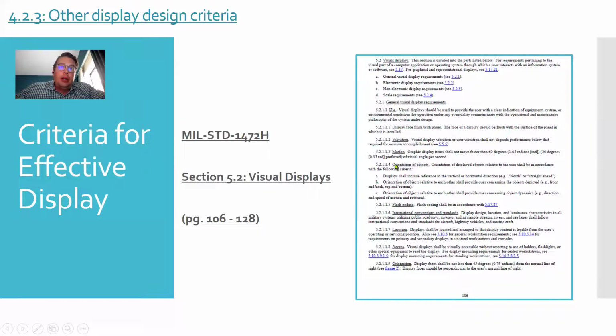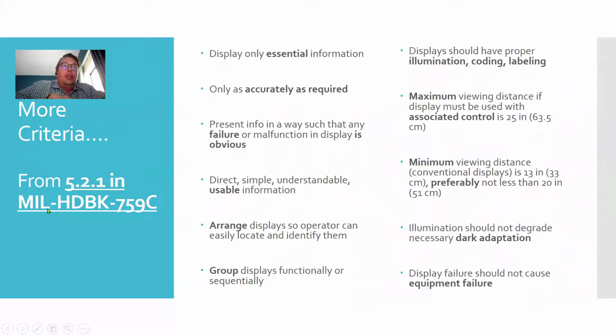Also, now there's another, I don't have it on Canvas, but we have this military handbook, which is a bit older, but includes its own set of criteria. And these are pretty basic sorts of criteria here. If you are designing for an environment where it's really important that the right message gets across and not much more. Display only essential information as accurately as required, or I should say even as precisely as required. Don't give me 8 significant digits if I don't need that.